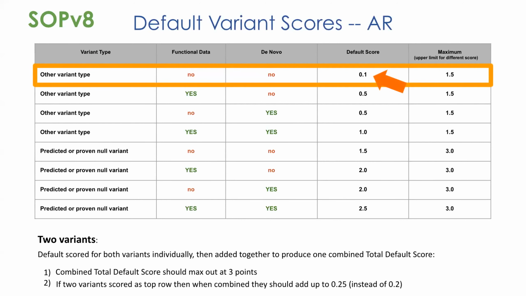The second is that if you have two variants that are other type with no functional data and they're not de novo, as shown on the top row here, then instead of doubling the 0.1 to get a 0.2 default score, the combined score is 0.25. And thankfully, again, the GCI automagically fills in those default scores for you.